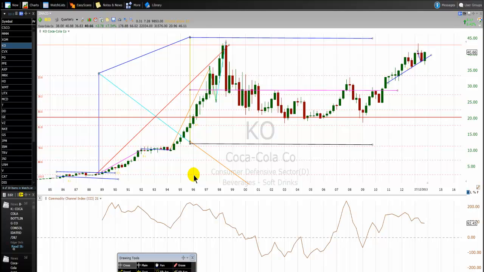Because sometimes the complex corrective wave can get a lot of traders into trouble. So it's great to know whether it's likely to be a complex wave, a complex correction or not. That's why this is the power of Elliott wave trading.